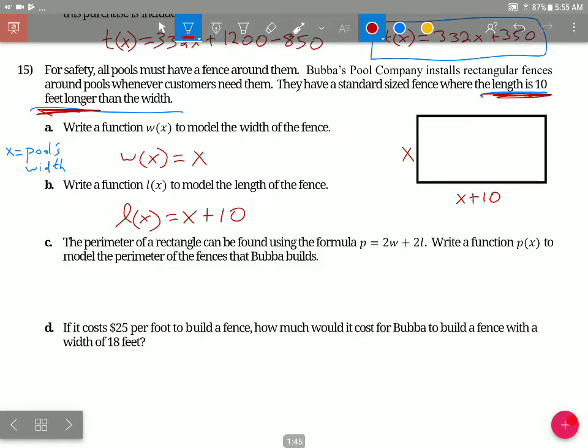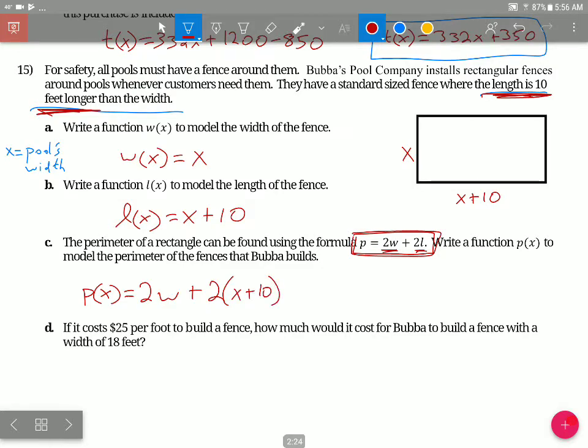The perimeter of a rectangle can be found using the formula P equals 2W plus 2L. Write a function P of x to model the perimeter of the fences that Bubba builds. Alright, so this is your perimeter. So the perimeter, P of x, equals twice the width. Well, in this case, the width is x. So that's twice the width plus twice the length, 2L. In this case, L is x plus 10. So we're going to multiply by x plus 10.